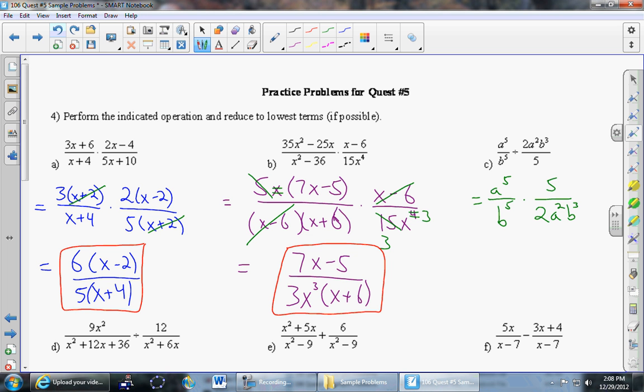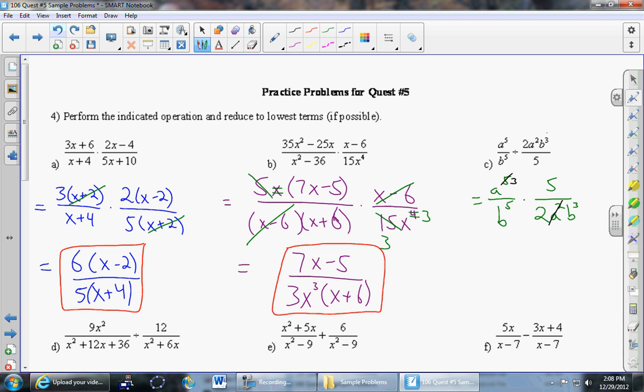Okay, everything here is factored already. It's all multiplication, so we're ready to just cancel anything that we see that's exactly the same upstairs and downstairs. So I see a squared. We're going to lose 2 of those a's, which leaves me with 3 a's up there. And I don't see anything else that cancels.